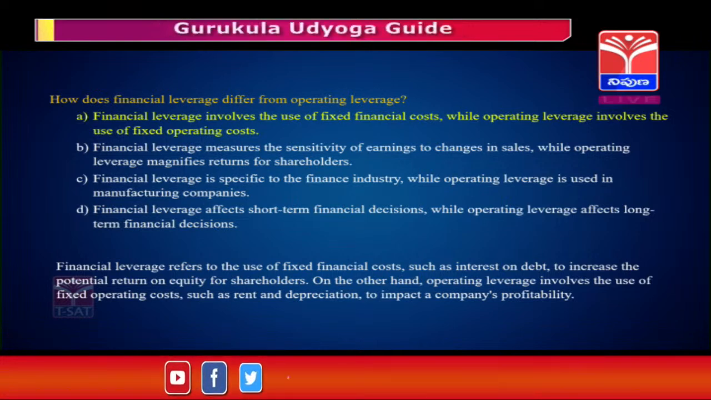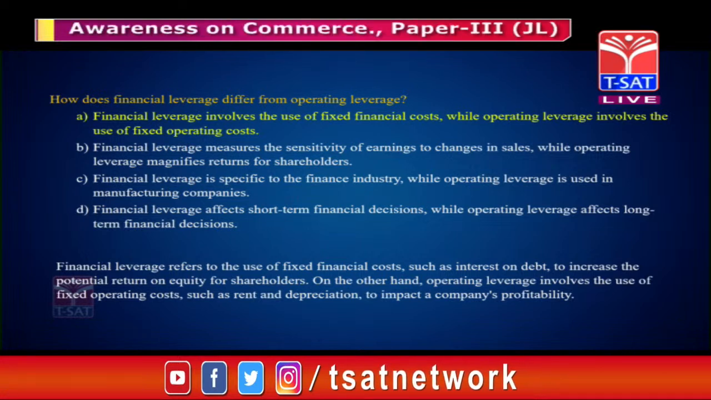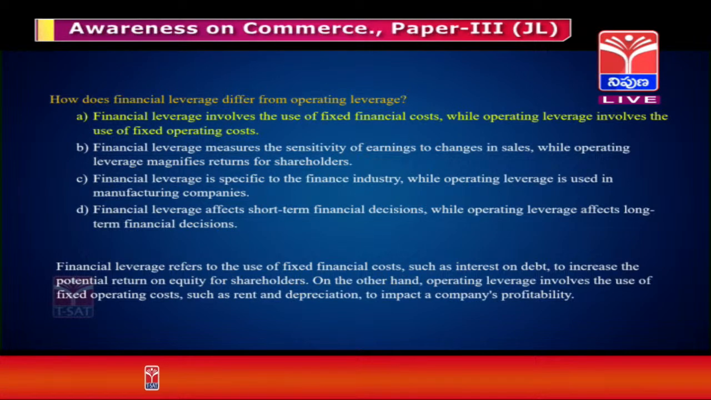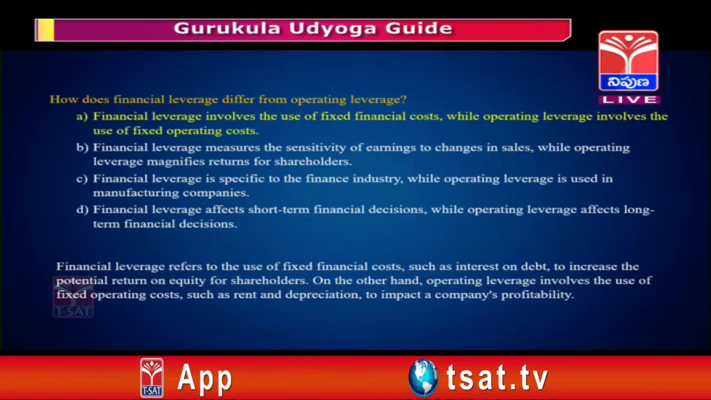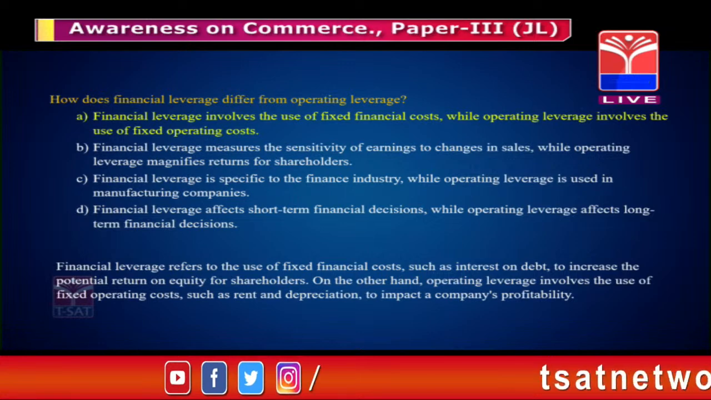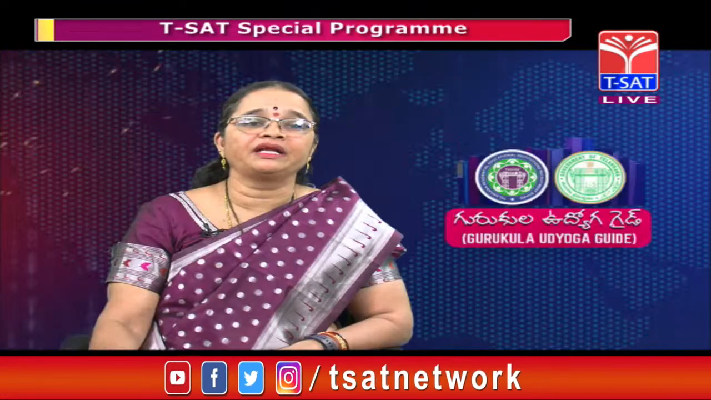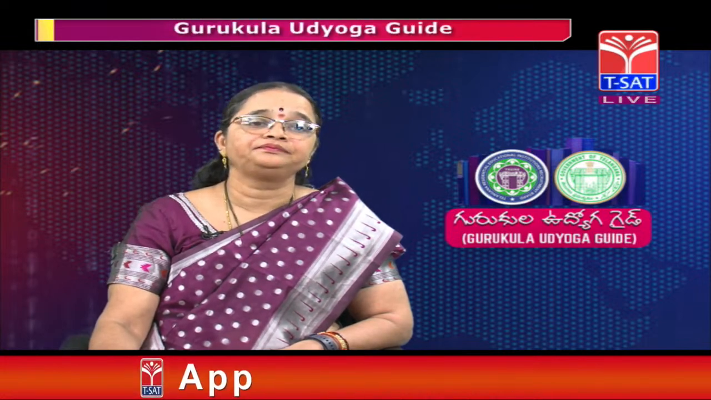What are the different options which have been given to us? First option: financial leverage involves the use of fixed financial cost, while operating leverage involves the use of fixed operating cost. So we can rule out all the other options, because here financial leverage is only talking about financial cost and operating leverage talks about the fixed operating cost.